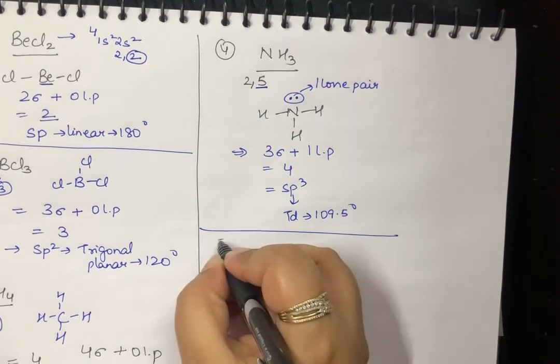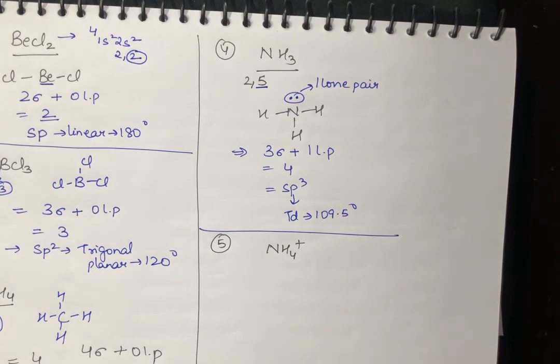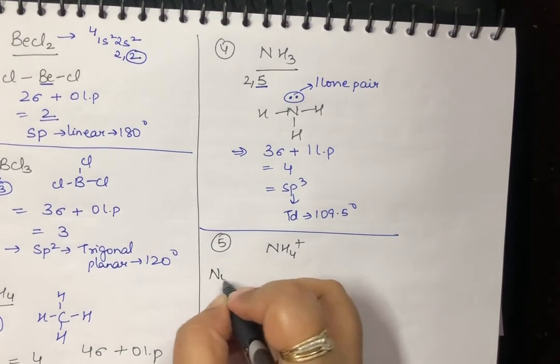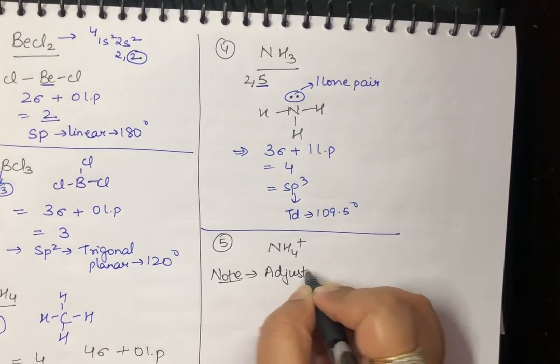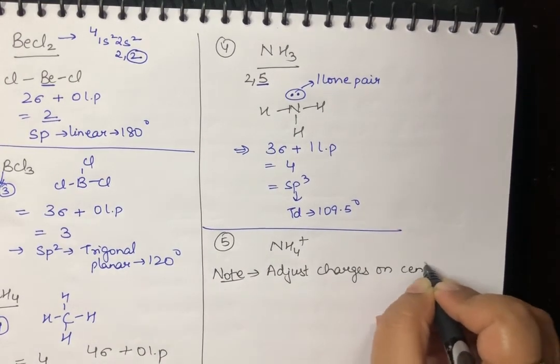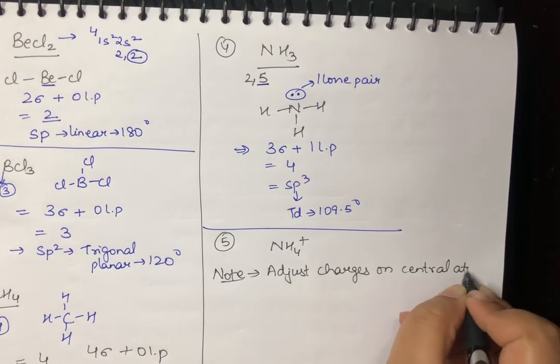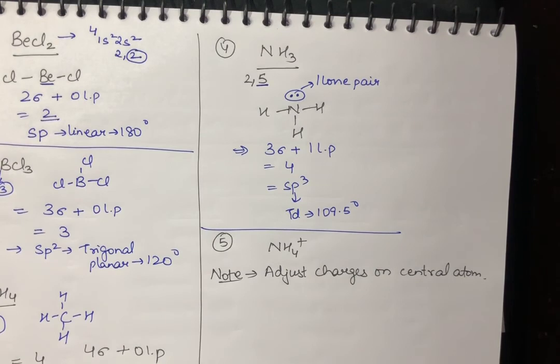Similarly, let's talk about few more examples. Now let's take a charged entity. You should also know how to calculate the hybridization of a charged entity. So I will give you a note for this. Whenever you have a charged entity, adjust the charges on central atom. Now what do you mean by adjust the charge? If it is positive like this, remove that many number of electrons from the central atom. If it is negative, add that many numbers to the central atom.